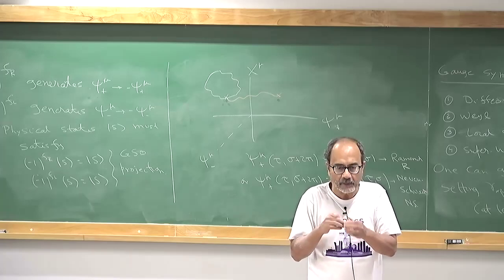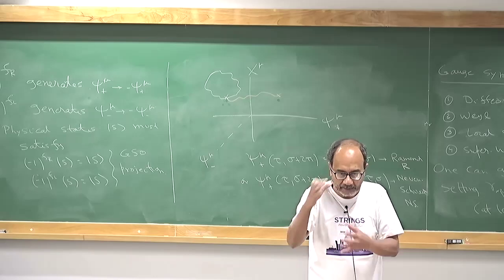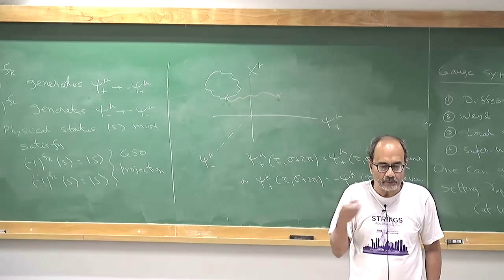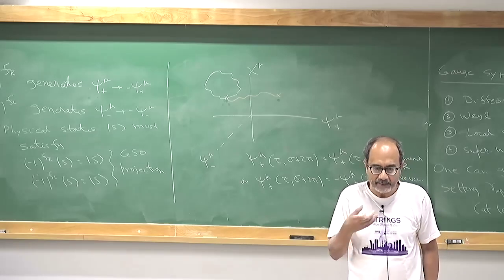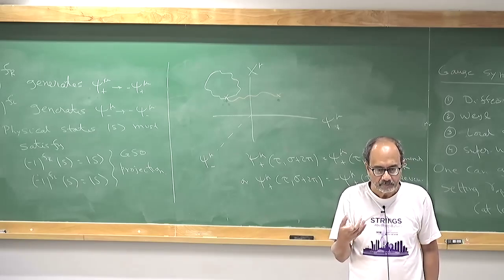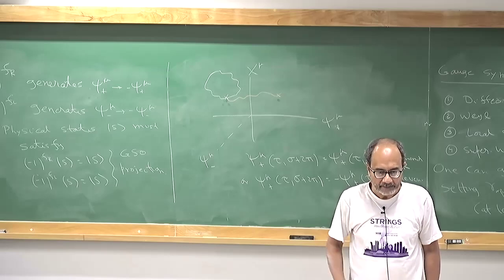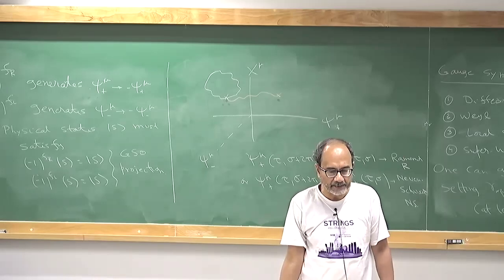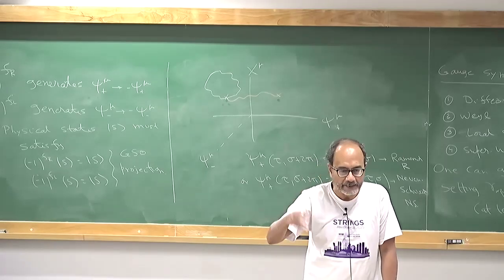From the circle viewpoint, the first one has winding number 0. The second one has winding number 1. These are different spectrum. Both have to be included in the final spectrum. As we saw, when you have a compact direction, you have to include all possible winding sectors.